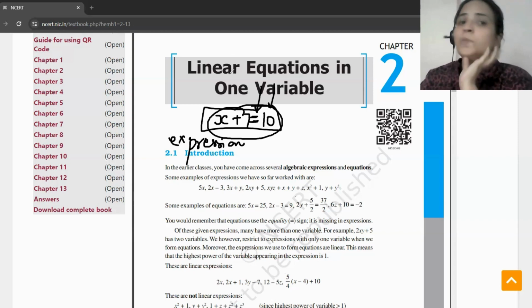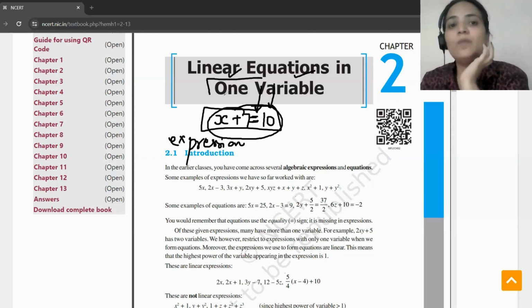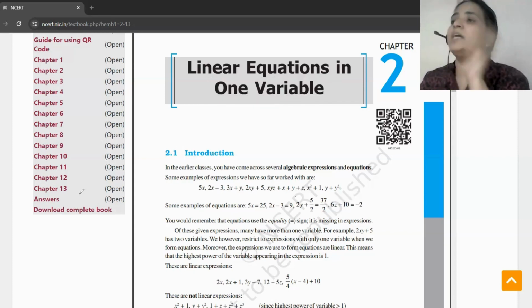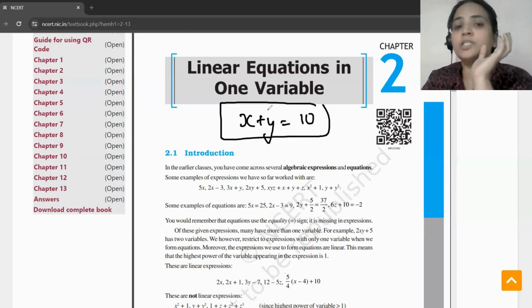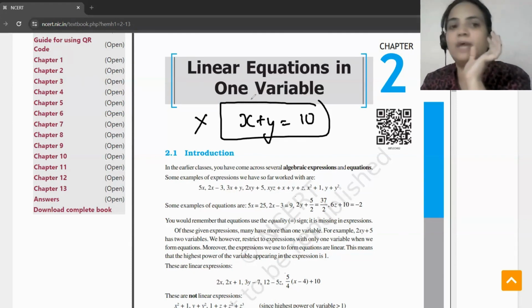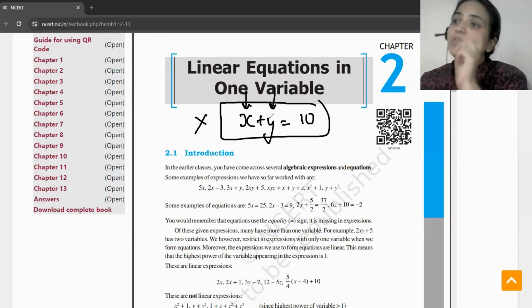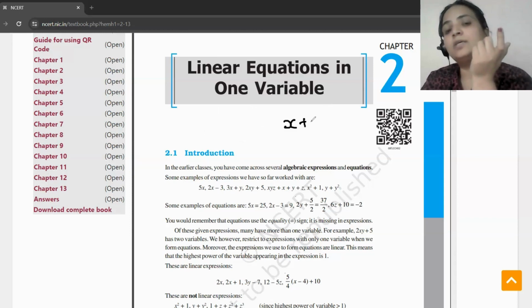Okay. So two words clear, linear word clear, equation word clear. In one variable means in one equation, you will only have one type of variable. As in, if I write x plus y equals 10, this is not a linear equation in one variable. Why? Because there are two variables here. This is a linear equation in two variables. So what is one variable? Where you will see only one variable, like x plus 7 equals 20.